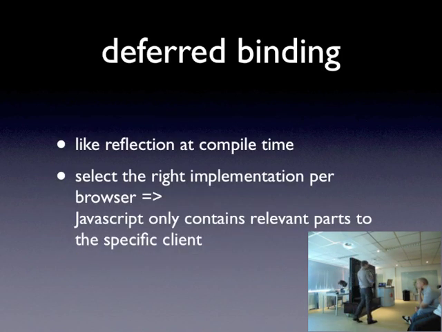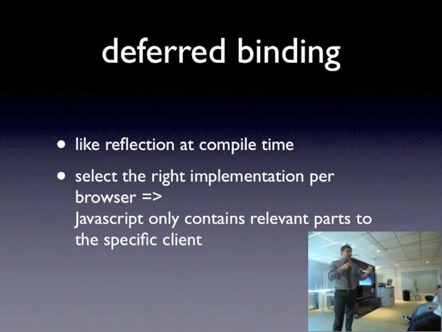Also, you have something called deferred binding in GWT. For a Java programmer, this is something like reflection at compile time. In JavaScript frameworks, you get a lot of things like if Internet Explorer do this, else if Firefox do that, and stuff like that. With a GWT app, we don't have such things. Remember, we just compile one script per browser. So we can select at compile time the right implementation per browser. I'm going to get back to that because MGWT heavily relies on deferred binding to be very efficient.